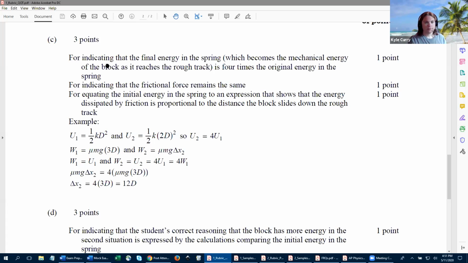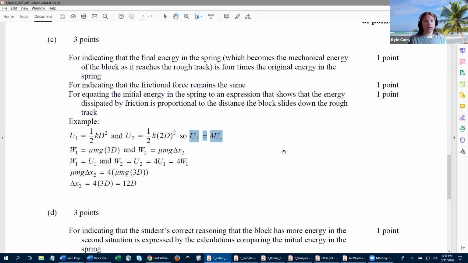Look at the first point. For indicating that the final energy in the spring is 4 times the original energy. Take a look at this first step in the equation. U1, so we're going to probably say that's the old case, is 1/2 kd squared, and U2 is equal to 1/2 quantity 2d quantity squared. So if a student just wrote this and wrote nothing more, that would earn 1 point because it's implied that this quantity 2d quantity squared is going to be 4 times greater than that quantity. But it's also true that if a test taker wrote that, that would also earn 1 point.